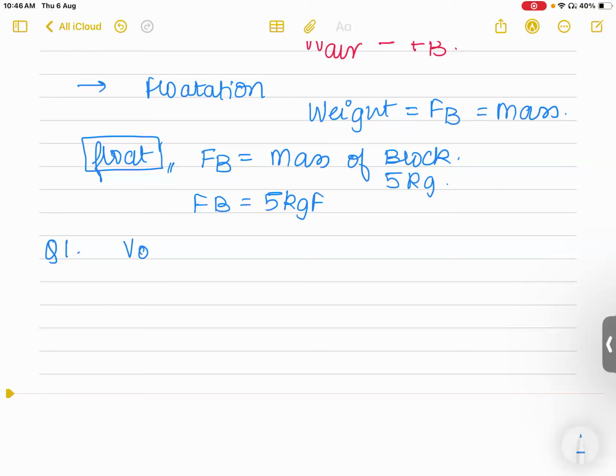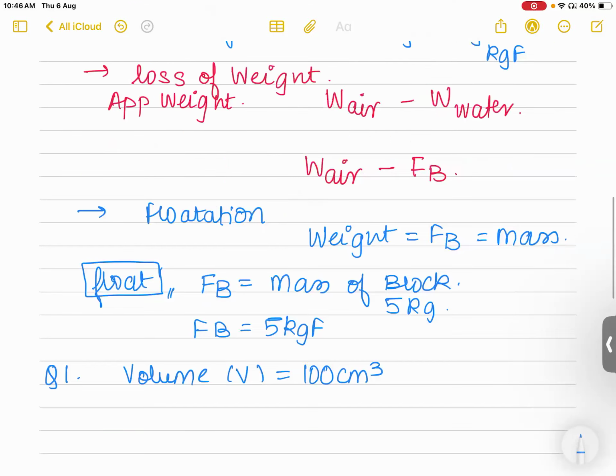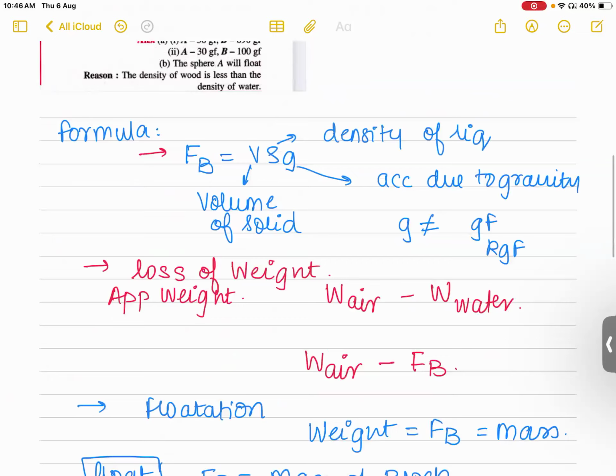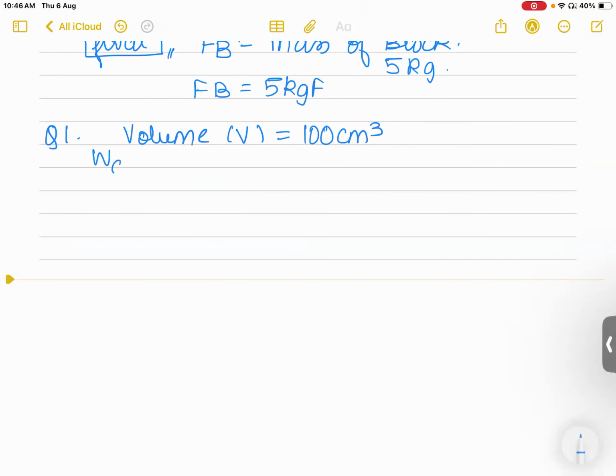So they have given me the volume, which is V equal to 100 centimeter cube. Then they have instructed its weight in air is 5 kgf. So weight in air is given to me, so we will write here W air, that is 5 kgf. It is immersed in a liquid of density. So they have given me the density of liquid, which is 1.8 into 10 raised to 3 kg per meter cube.